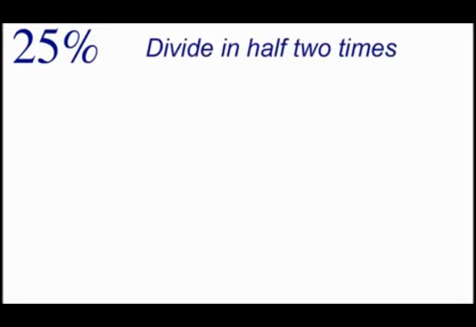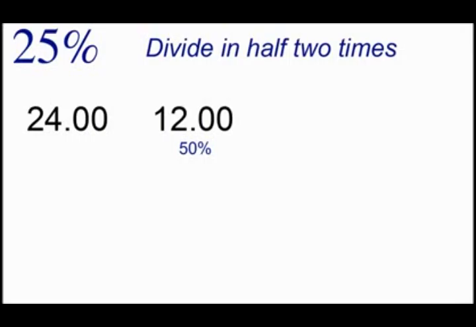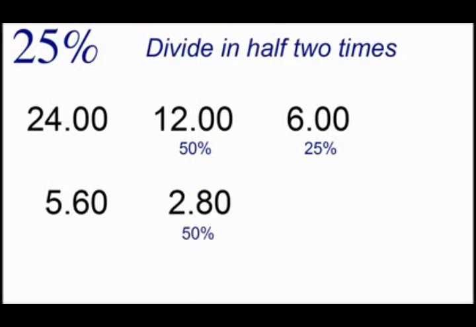We'll build on this to calculate 25%, which is where we divide the number in half 2 times. So when we start out with 24, we first divide it in half to get 12. And then we divide it in half once more to get 6, and that'll be 25%. Similarly, for 5.6, dividing in half one time gives us 2.8, and we can easily divide that number one time more to get 1.4 as 25%.